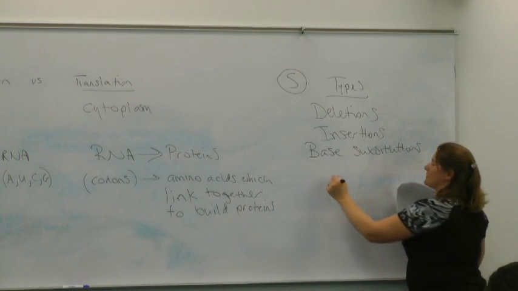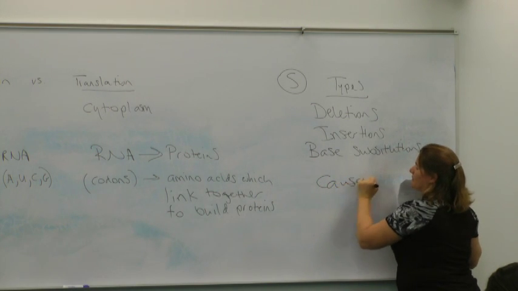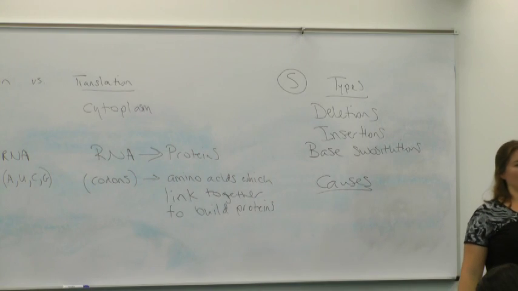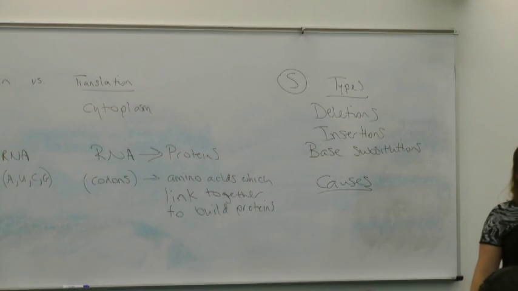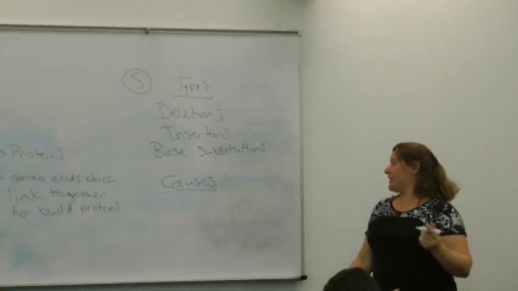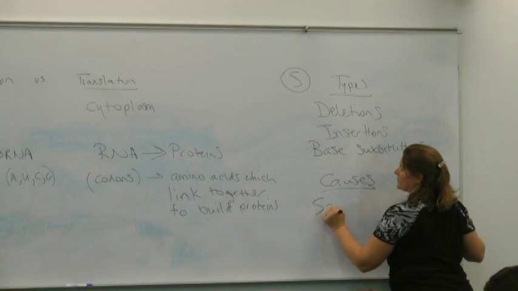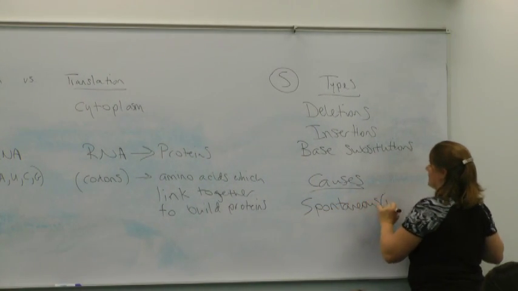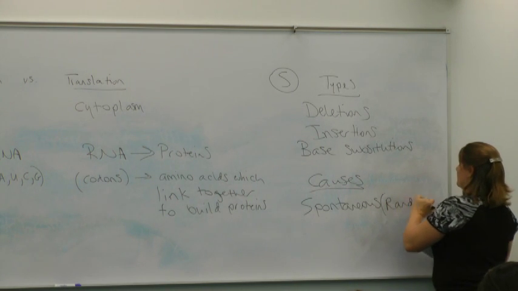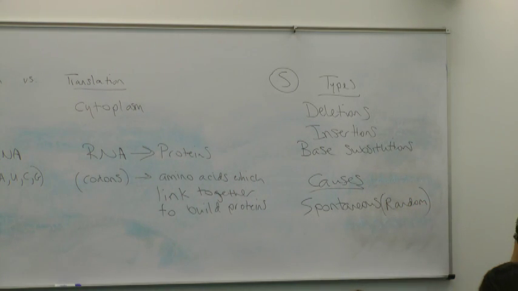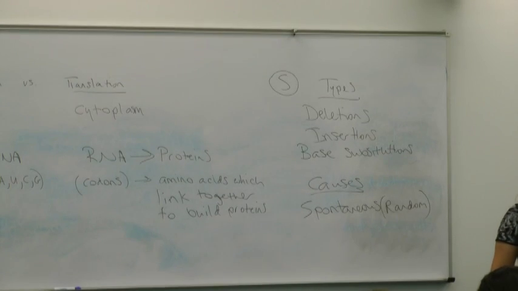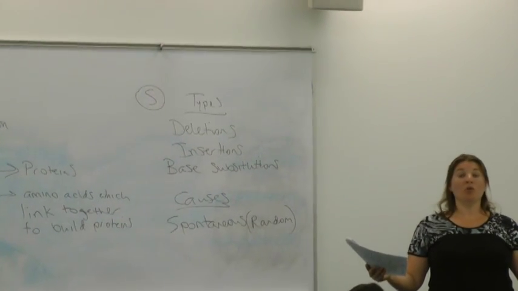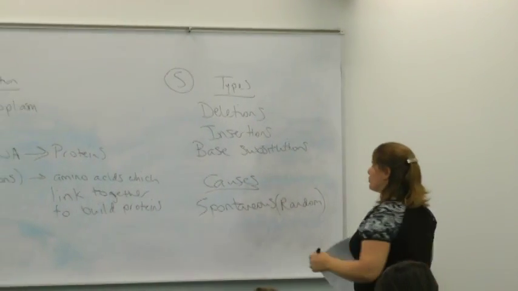And what are the causes of these mutations? There are two general causes. Spontaneous. Yeah, they could be spontaneous. So that just means random. So like it could just happen to anybody randomly. It's just a random error, a random mistake. Or it could be exposure to what kind of things in our environment? Mutagens, or exposure to mutagens.